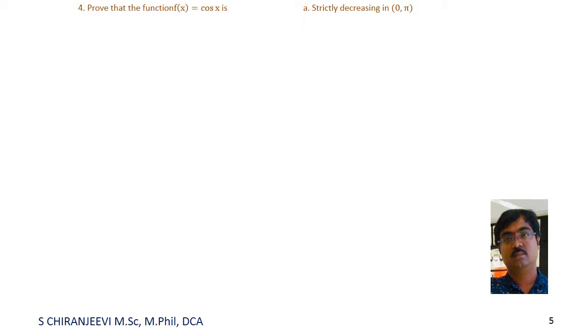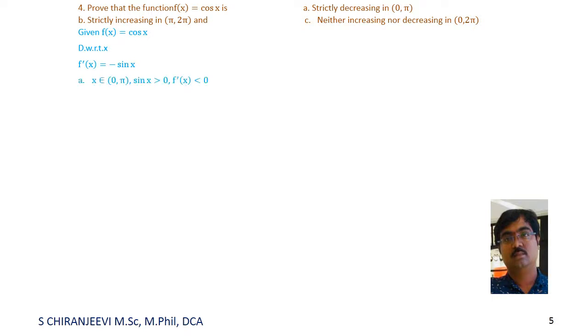Next problem, fourth one. Prove that the function f of x equal to cos x is, first one strictly decreasing in 0 comma pi, second one strictly increasing in pi comma 2 pi, and third one neither increasing nor decreasing in 0 comma 2 pi. Given f of x equal to cos x, differentiating with respect to x, f dash x equal to minus sin x. Now we take first solution.